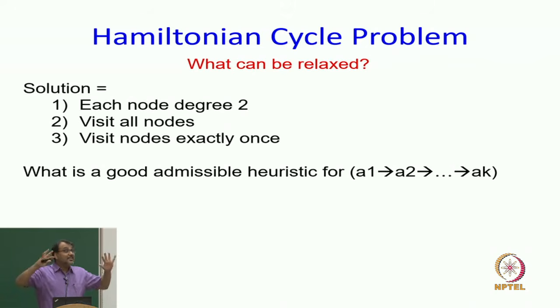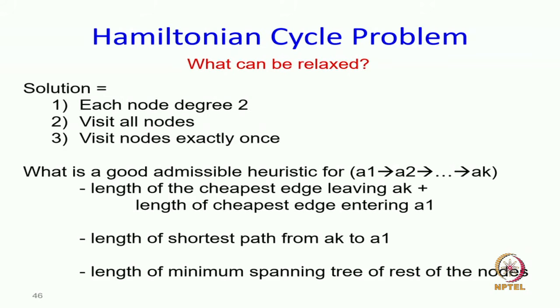Can you think of something that you have studied which does not return something with degree 2, but has some notion of shortest or optimality and something like that? Yes, Sukriti. Minimum spanning tree. So, let us think about what is a minimum spanning tree. Minimum spanning tree on the rest of the nodes. So, on the AK to A1 nodes, right, not using A2 to AK minus 1.